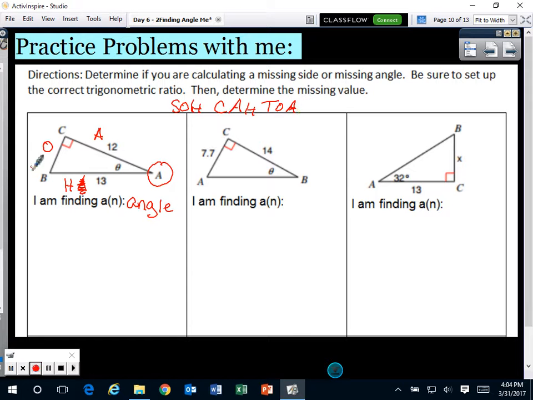Just memorize that. That's such an easy thing to memorize, and just write it at the top of your paper. So since we are working with adjacent and hypotenuse, we're going to be doing cosine. So cosine of angle A, because that's what we're trying to find, is equal to adjacent over hypotenuse, so that's 12 over 13. Now I just have to get A by itself, so I have to get rid of the cosine. We do the opposite of cosine, so cosine inverse. Whatever you do to one side, you do to the other. Oops, sorry, not inverse there. So A is equal to cosine inverse of 12 over 13.